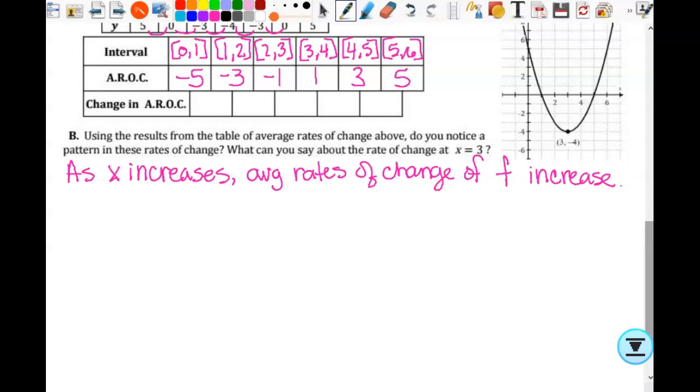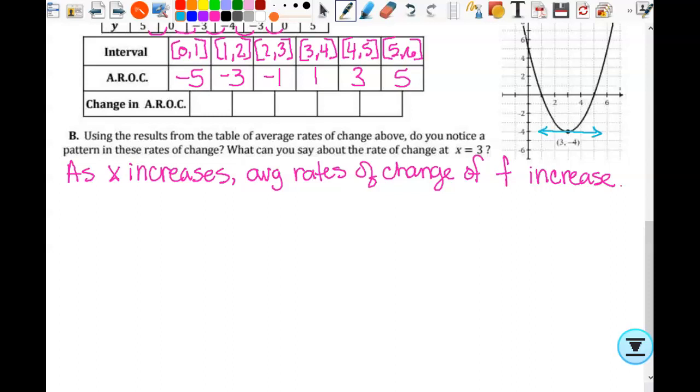Then it says, what can you say about the rate of change at x equals 3? Well, at x equals 3, there's that tangent line, or my secant line. What is the slope of that line? That is the equation of the line, yes. But what is the slope of the line? 0, the slope of the horizontal. So, yes, the equation is y equals 4, very good. But the slope is 0, okay?